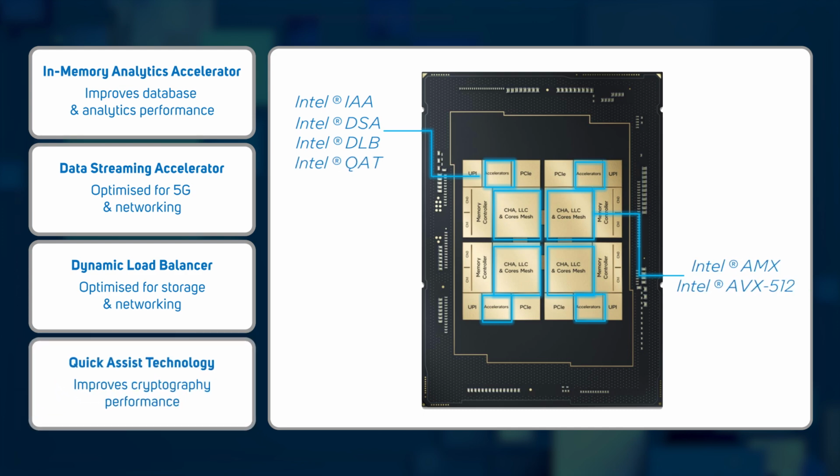Intel AMX is the next generation of Deep Learning Boost and improves the performance of deep learning training and inference in conjunction with dedicated hardware such as GPUs and FPGAs. It's ideal for AI workloads like natural language processing, recommendation systems, and image recognition.